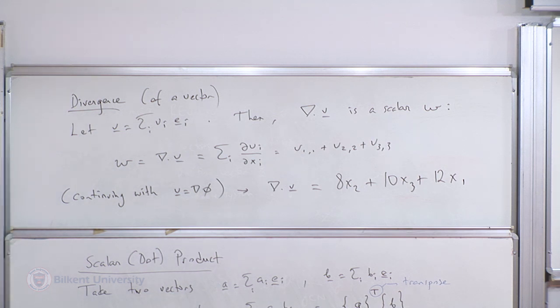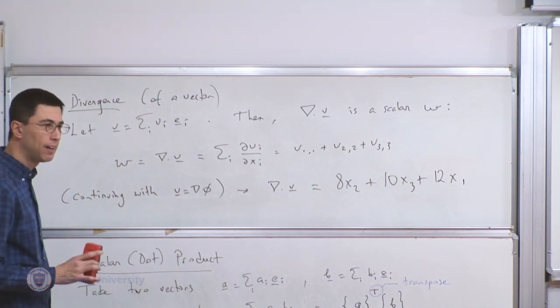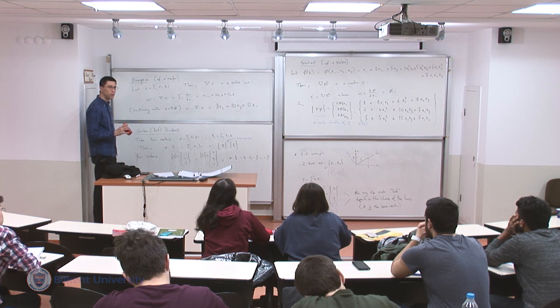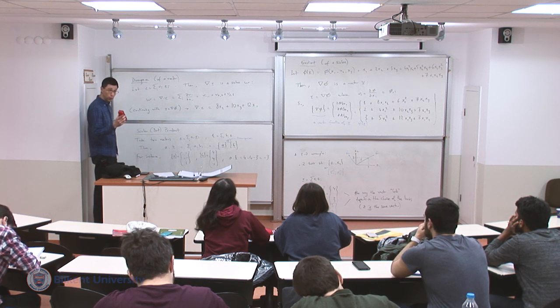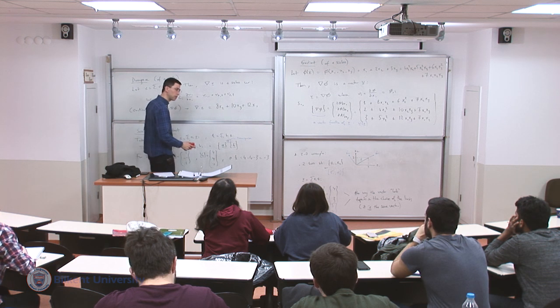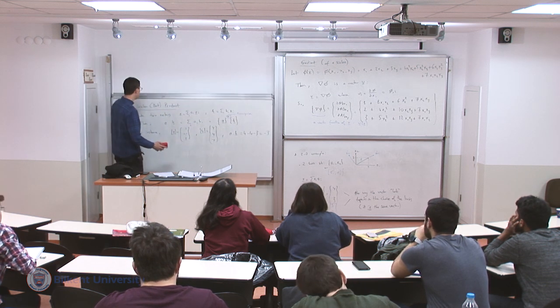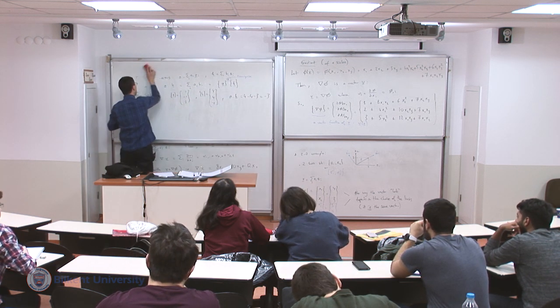So we have the scalar dot product, gradient, divergence. What other type of operation is there for vectors? Curl. So, cross product, some type of cross product. First, let's define the cross product, and then let's remember the curl.